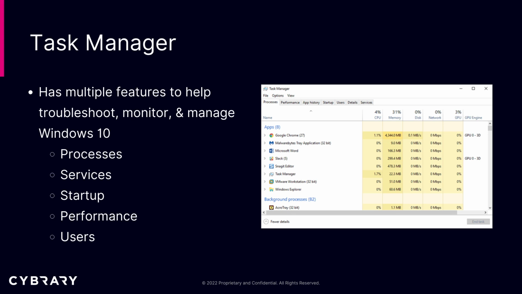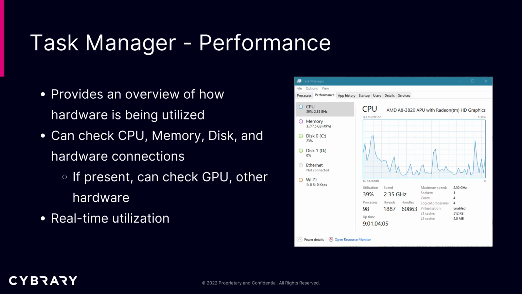The Processes page just gives you basic information about what's running on your system right now at this moment. The next tab we'll look at is the Performance tab. The Performance tab gives you an overview of how your hardware is being utilized by Windows and what software is running right now. The amount of monitoring and diagnostics that can be performed here is amazing. You can check the CPU, the memory, the disk, and if you have a graphics card, it can also check the status of your graphics card or any other hardware that you have. This is real-time utilization right here. You can see in real time what's going on in your system.